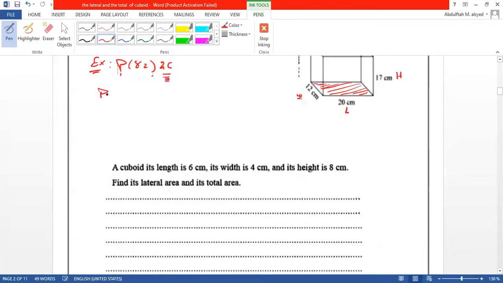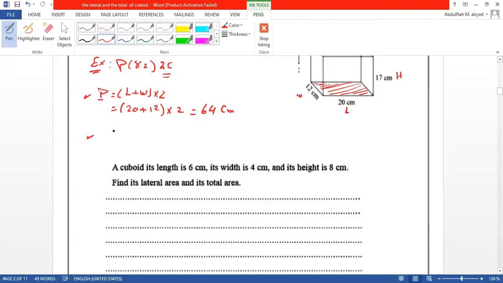So the perimeter equals length plus width, times 2, of the base. The length and width of the base are 20 and 12. So 20 plus 12 times 2: 20 plus 12 is 32, and 32 times 2 is 64 centimeters, as it is a perimeter. This is the first step.